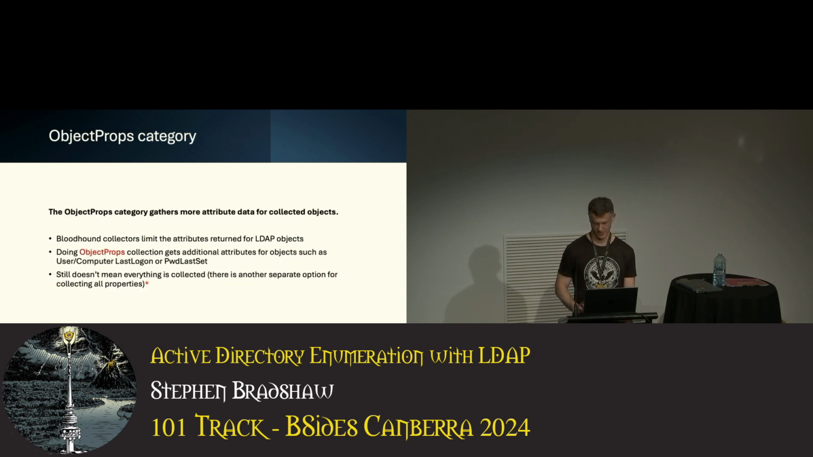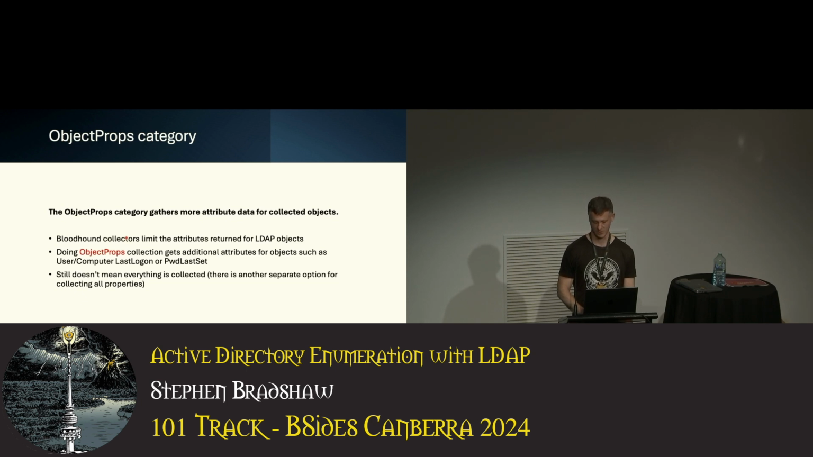Next, we have the object props category. Essentially, when SharpHound or other BloodHound collectors pull back information on network objects, they only get a limited set of information. If we have object props turned on, more information is collected. In the case of users and computers, for example, this is stuff like the last logon time and the password last set time. Even with this turned on, it doesn't mean everything is collected. There is still a bunch of default values that are not particularly useful, that it excludes.